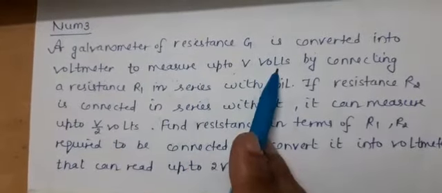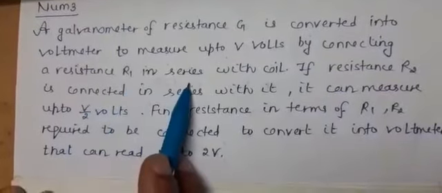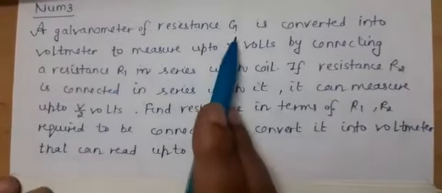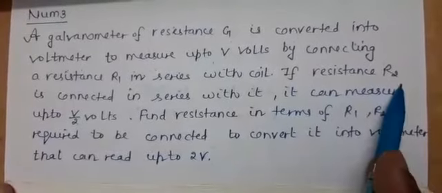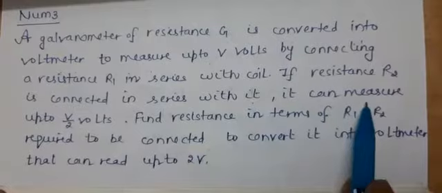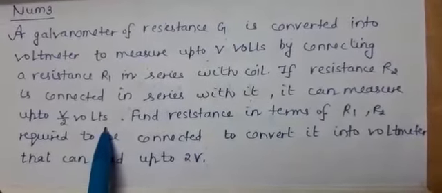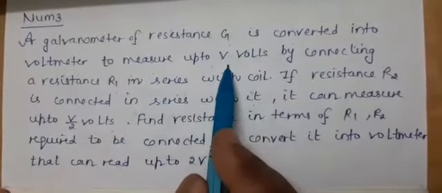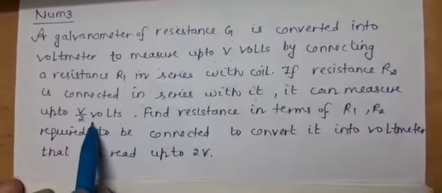V volt, means maximum value V volt, by connecting a resistance R1 in series with the coil. So in first case R1 is connected in series with galvanometer. Now if resistance R2 is connected in series with the same galvanometer, it can measure up to V by 2 volt. So two conditions have been given. First of all, R1 is connected in series with galvanometer to measure V volt, whereas R2 is connected in series with galvanometer to measure voltage V by 2.